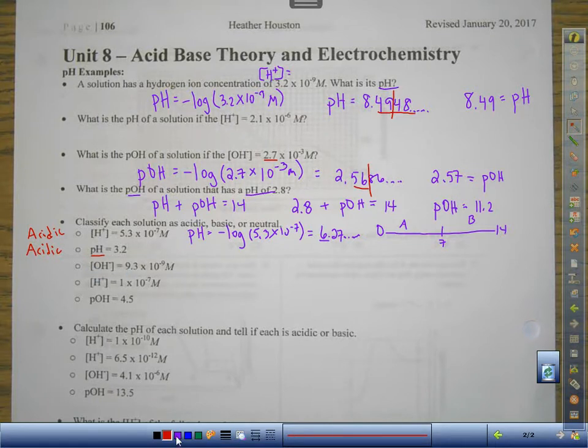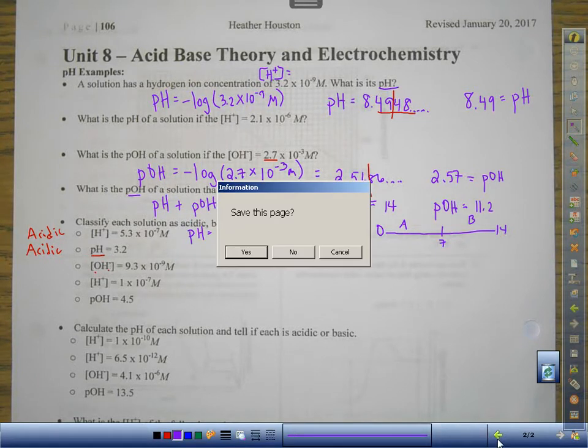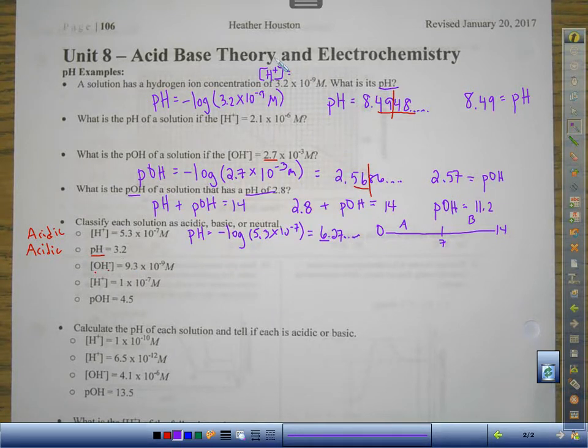Alright, my next one. The problem with this one is that it gives me the OH minus. There are other formulas that you could use, but just for the sake of simplicity, let's deal with the 5 that we have, looking at the ones that we had before, the pH and the pOH ones. So I recommend that we first find the pOH. That's the negative log of 9.3 times 10 to the negative 9th for this case.